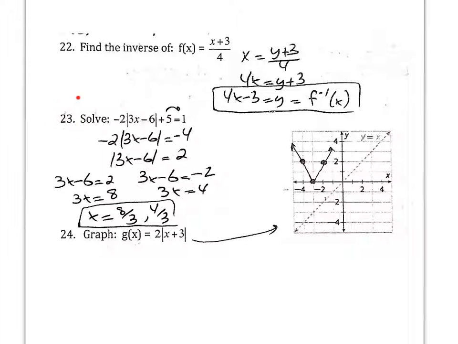23 was actually on last week's test. Move the 5 over, you get negative 4. And you kind of want to write no solution right there, but there's a negative 2 here. Remember, never distribute over absolute value. Always divide by negative 2 right there, make it positive 2.